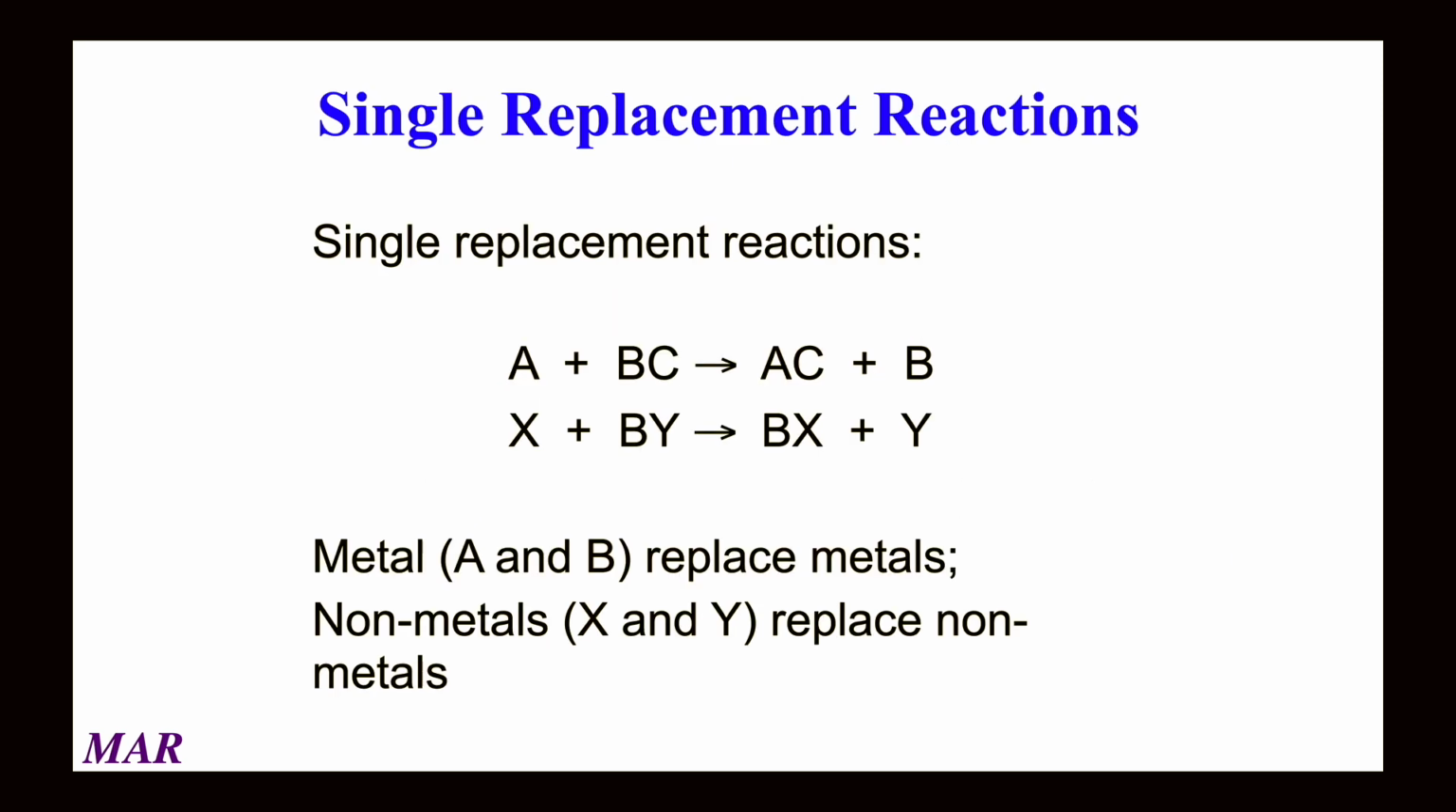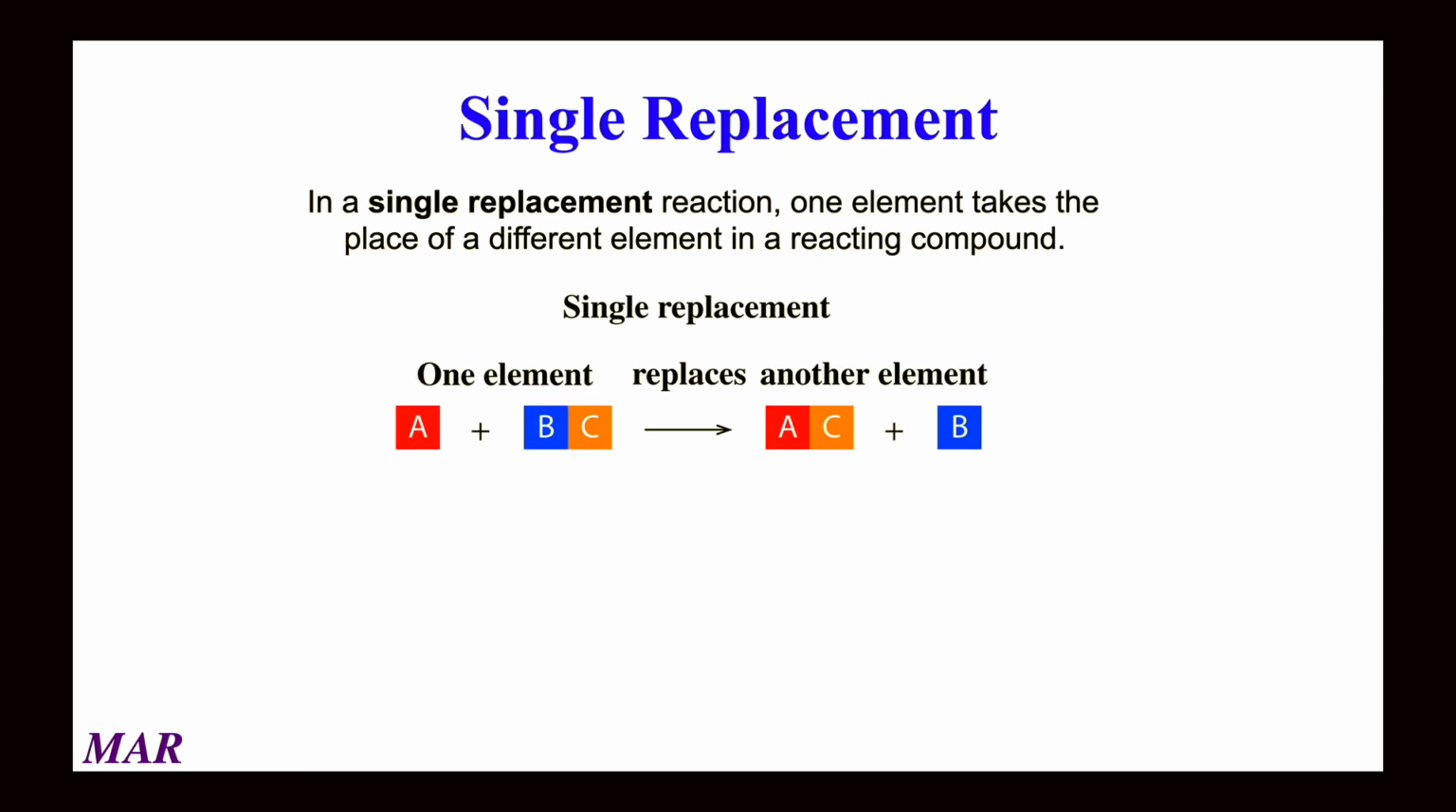Nice job. Single replacement reactions are again where two species similar to each other are trading places. In A and B here trading places, those would both be metals or positive ions. In the second example, X and Y would be trading places. Those would both be nonmetals or negative. And that's the only important part of this particular section. Make sure the metal trades with the metal or the nonmetal trades with the nonmetal.